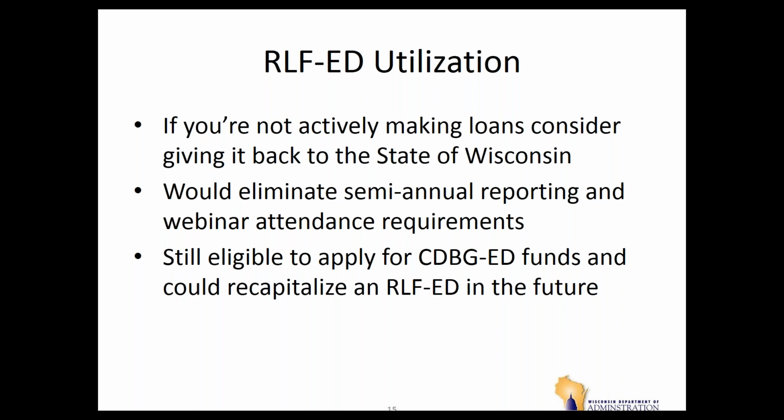Utilization. So I kind of went over this. If you're not actively making loans, please consider giving it back to the state of Wisconsin. We have funds available here. If you gave it back, and again, we're worried about not having access in case that next big project comes up, our current ED loan program makes loans up to $1 million. Again, we generally are in the $20,000 a job range, depending on the specifics, and we have those funds available.